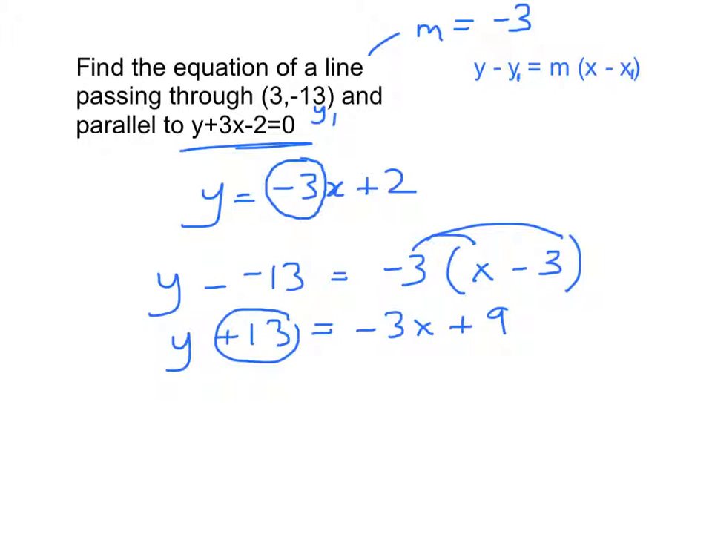I'm going to put this on the other side. Y equals -3x plus 9 minus 13 is -4. That's the equation of that line passing through this point.